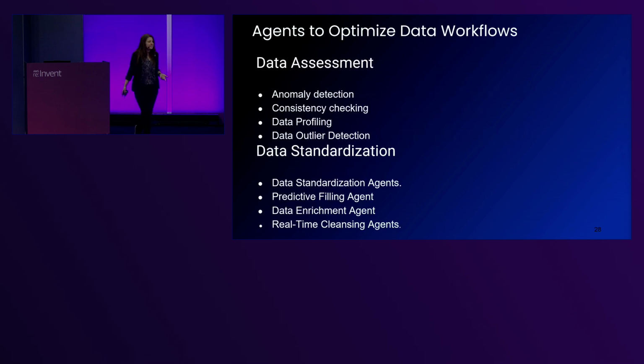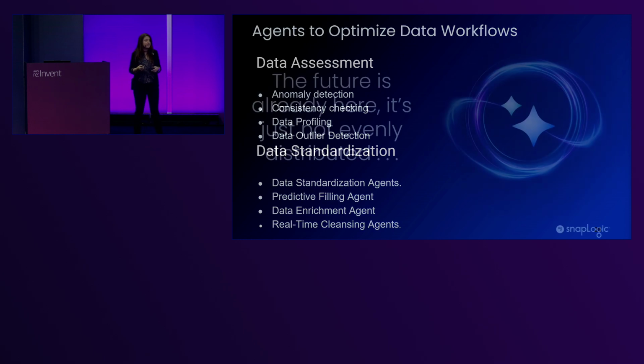So what types of agents might those be? Well, we might set up a data assessment agent and give it tools like anomaly detection, consistency checking, data profiling, or data outlier detection. And then actually create standardization agents that have the ability to take that information and standardize your data. You know, predictive filling, data enrichment, real-time cleansing, without having to identify every potential scenario up front to know that you have to handle it, but being ready for it in the event that it does arise.